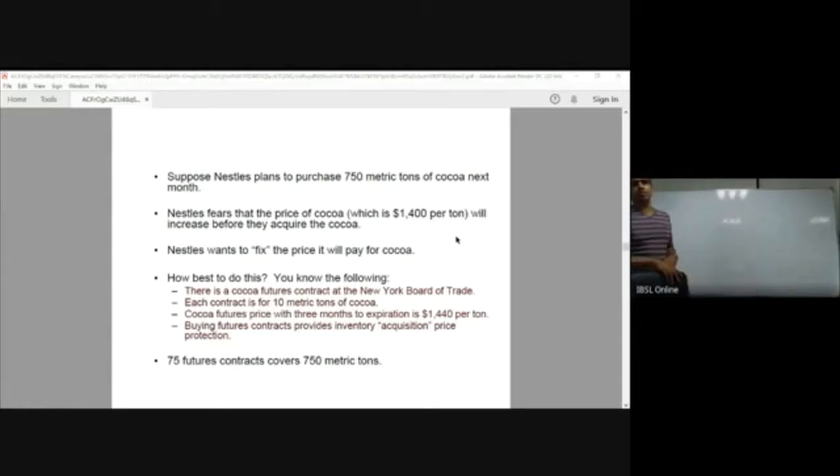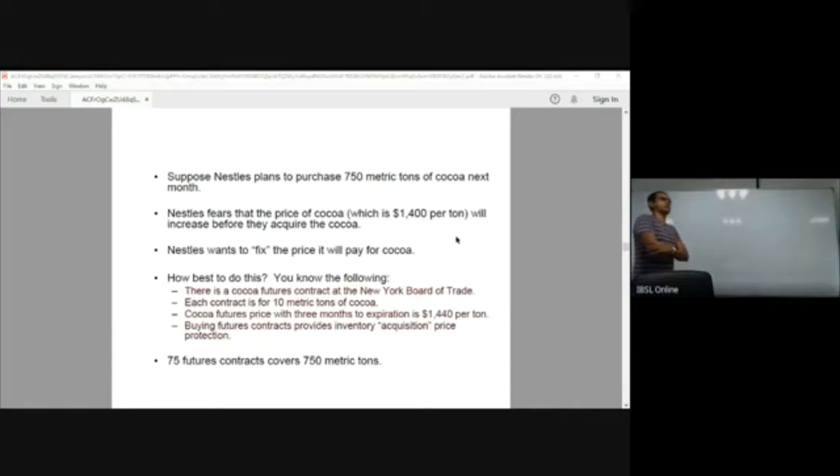Suppose Nestle plans to purchase 750 metric tons of cocoa next month. They fear that the price... now they want to buy the inventory next month. They haven't bought it yet. So what is the risk? The risk is the price going up or going down. Going up is a risk, right?